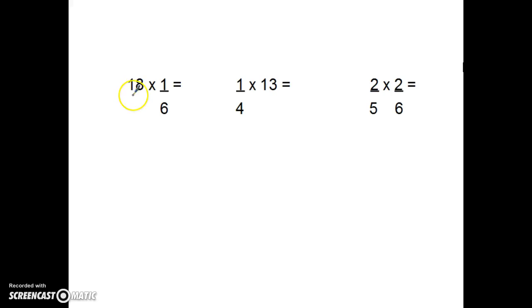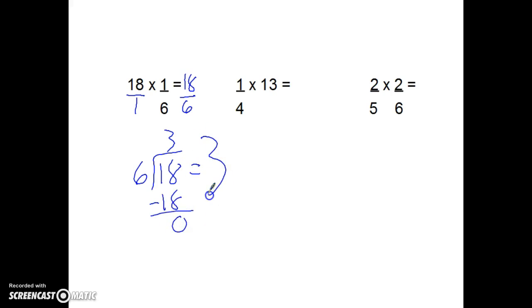Go into my next one. Get my 1 in there. 18 times 1 is 18. 1 times 6 is 6. When I divide this one out, no remainder, so that just equals 3.